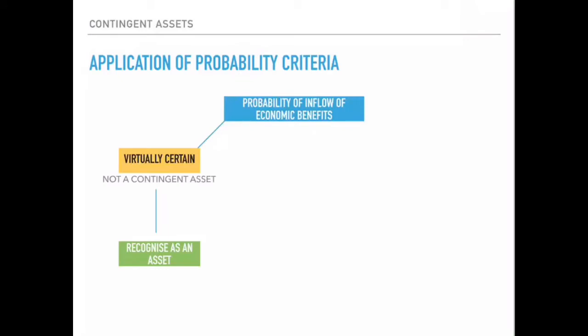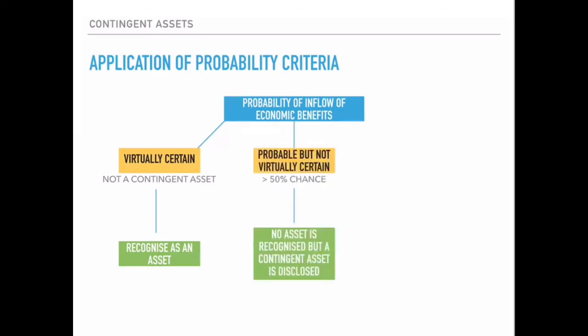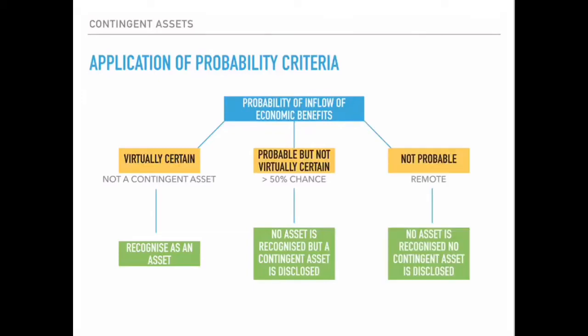If we know for sure, for certain, that there will be an inflow of economic benefits, it wouldn't be classified as a contingent asset because it's not a possible asset. It's virtually certain, so we'll record it as an asset. If the asset is probable, meaning it's likely but not certain, it wouldn't be classified as an asset, but we'll disclose it as a contingent asset in the notes of the financial statement. Lastly, if the chances of the inflow of benefits is remote, meaning it's highly unlikely, we won't recognize it as an asset, and we also won't disclose it.